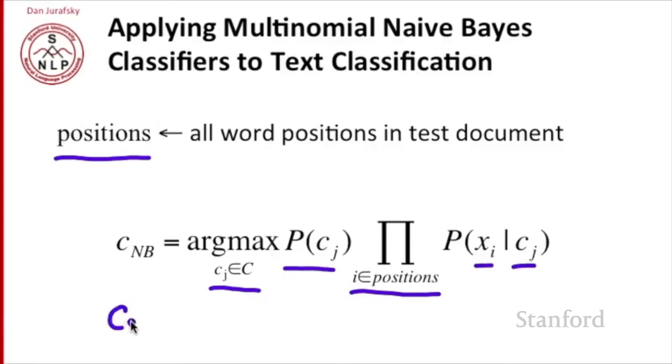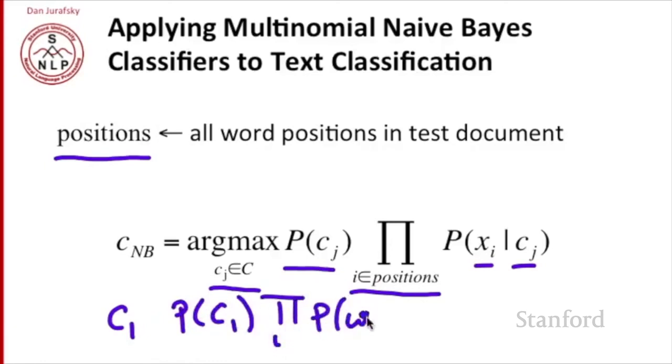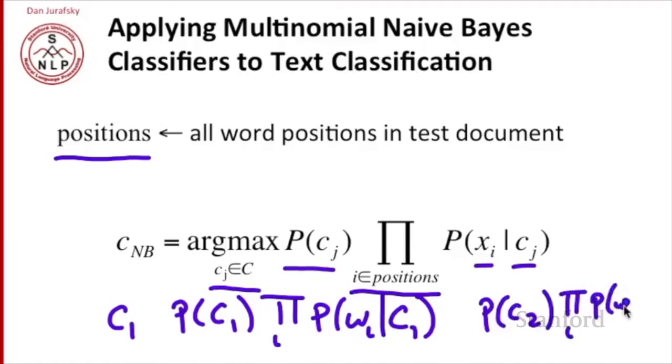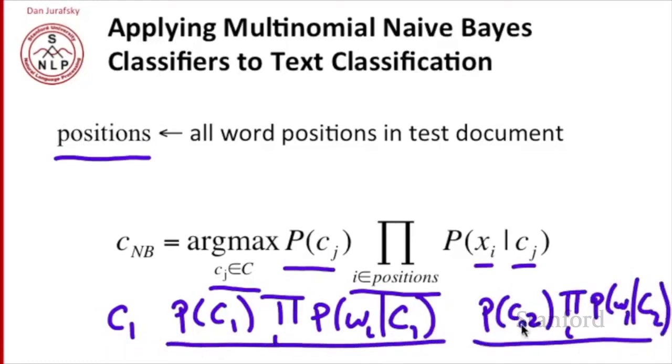So we'll do this for class 1: we'll compute P of class 1 times the product over all the i's of P of word i given class 1. And then we'll do the same thing for class 2. For class 2, we'll compute P of class 2, and then the product over all positions i of P of word i given class 2. And then we're going to pick whichever of these two is the highest. If this is higher, we're going to pick class 2 and assign it to the document. If this is higher, we'll assign class 1 to the document. And of course, I've shown you this with just 2 classes, but in general, this is true for any number of classes.